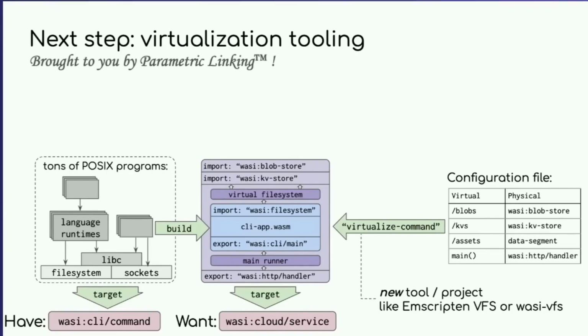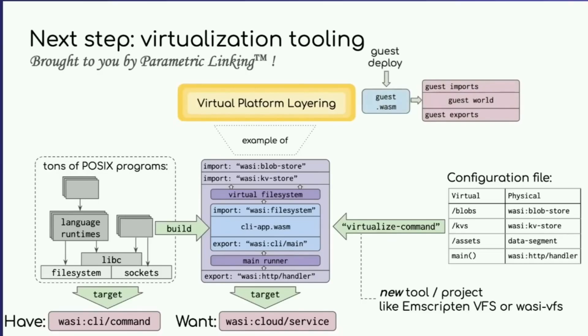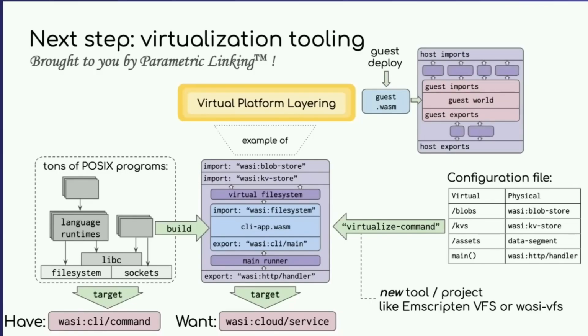And what this means is I can ultimately produce a single component that runs on a cloud service so that the cloud service world doesn't know anything about the CLI command world. It kind of just works. And this specific example is an example of a more general pattern that I think we're going to see over and over called virtual platform layering, where we define a guest world, which is what we expose to our customers. So they'll be deploying components that run on our platforms targeting this guest world. But then as an implementation detail, we can have a host world that has a totally different set of imports. And we implement the guest world in terms of the host world.